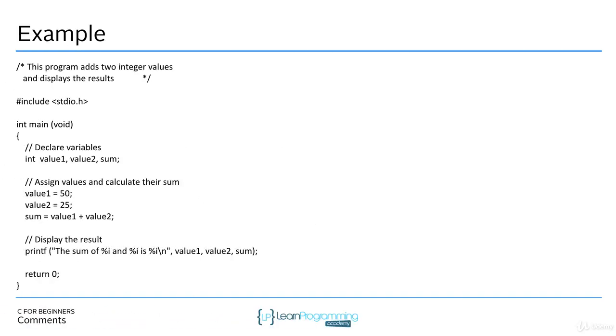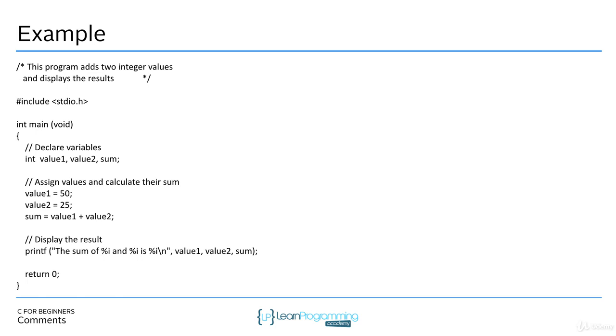Here's a common example that you would see in a program. This is a program that contains C code. You don't really know what this is doing, but you could look at the comments and sort of identify what's going on. There's a comment at the top that says this program adds 2 integer values and displays the results. It's telling you the purpose of the program, what it's doing.